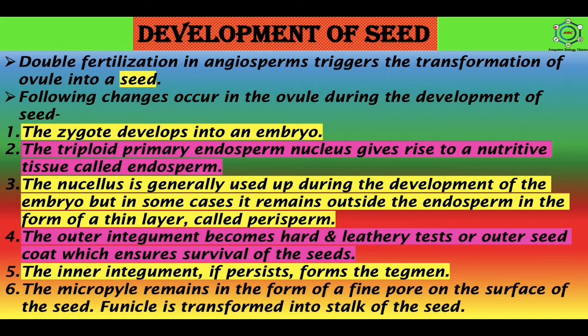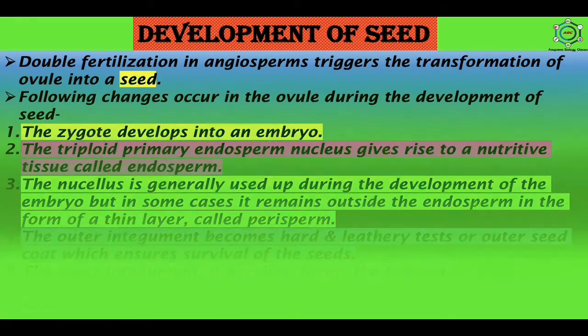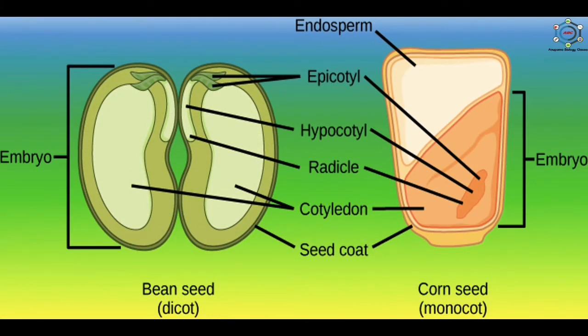The micropyle remains in the form of a fine pore on the surface of the seed. The funicle is transformed into the stalk of the seed. The hilum marks the point of attachment to the stalk, and here you can see a complete structure of a dicotyledonous seed which splits open to show the structure, and a longitudinal section of monocot seeds in case of grasses.